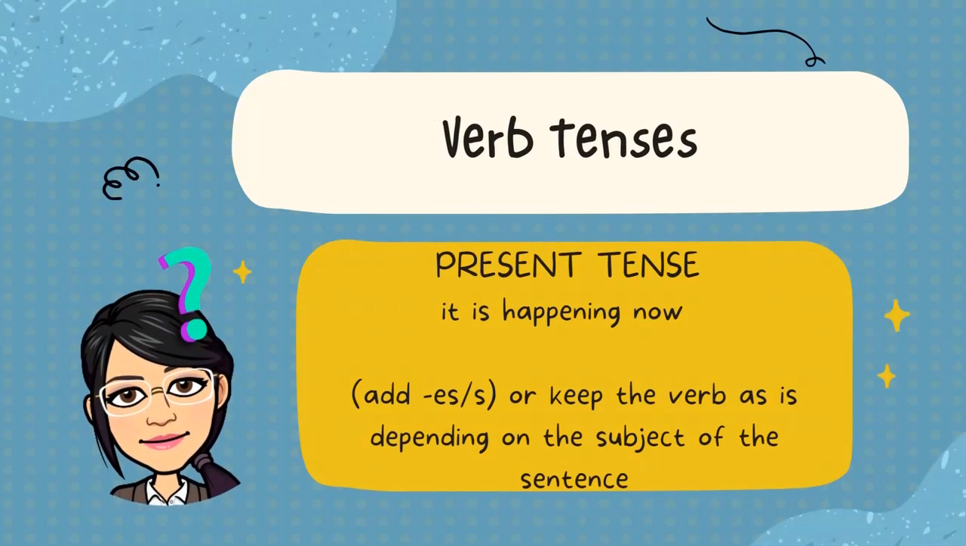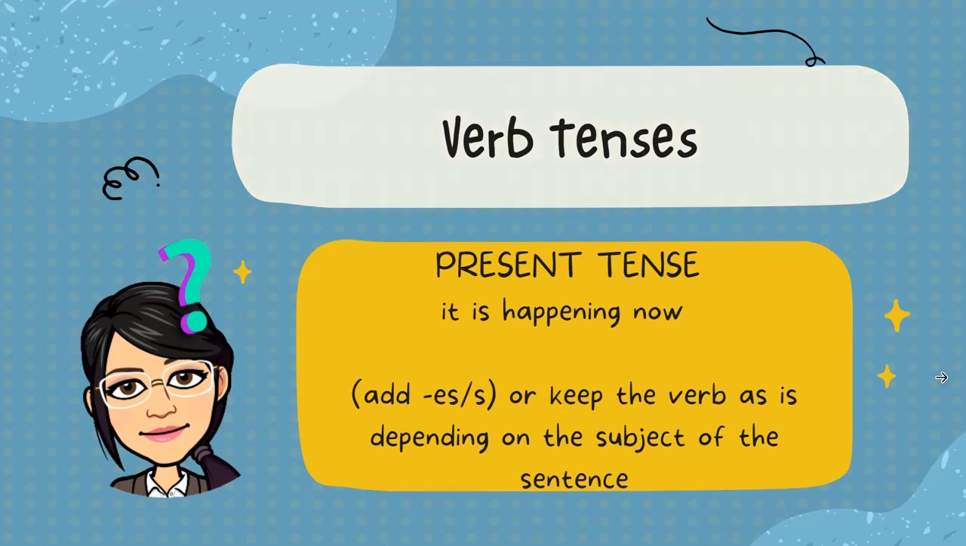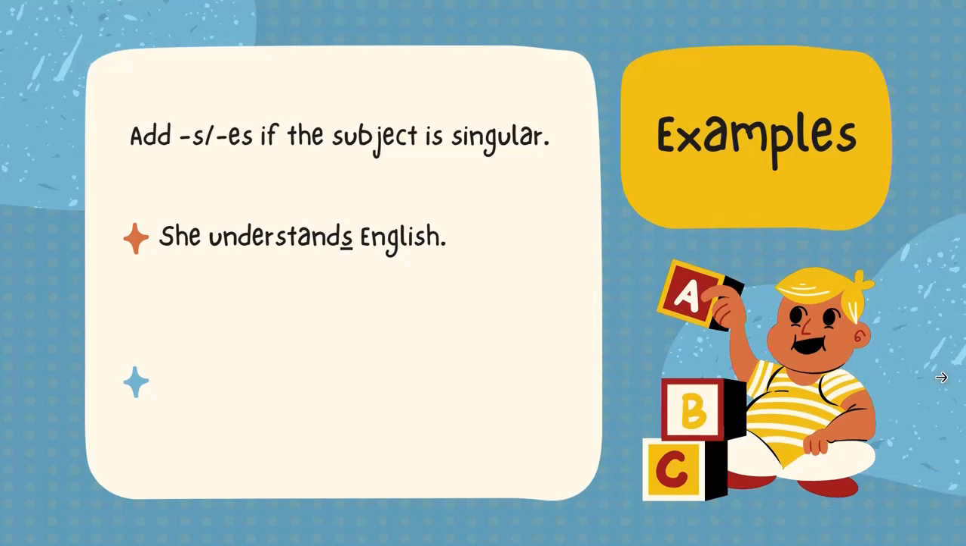The next simple tense of the verb is the present tense. It means it is happening now. When you write the verb in the present tense, you add s or es or keep the verb as is depending on the subject of the sentence. For example, adding s or es if the subject is singular.